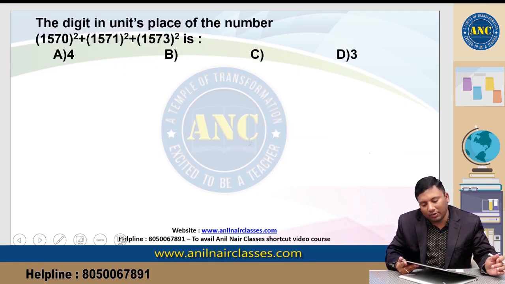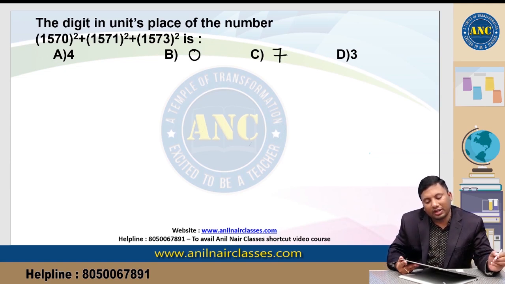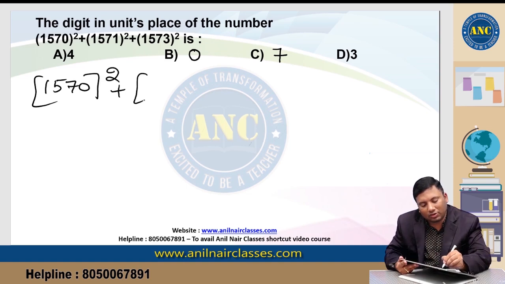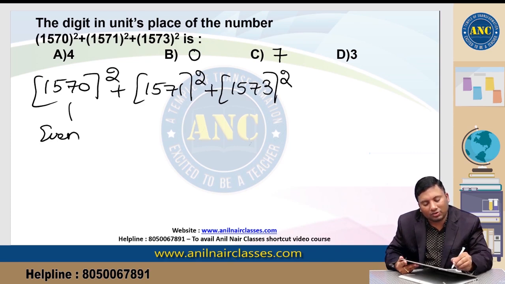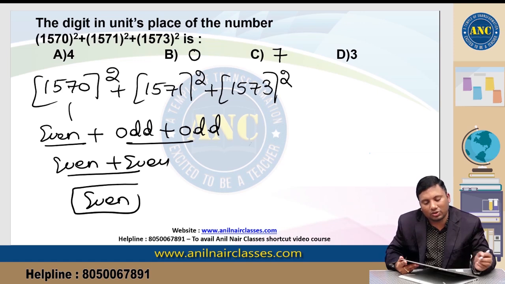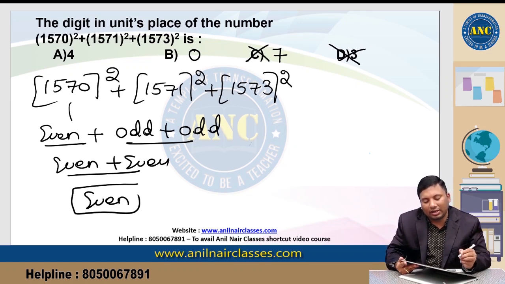Next one. Find the digit in the units place of the number 1570 whole square plus 1571 whole square plus 1573 whole square. So this is an even number. Even number on square is even. Odd number on square is odd. Odd plus odd is even. Answer unit digit should be an even number. So third option out, fourth option out. By looking at the nature of the number only, we can tell which options are out.